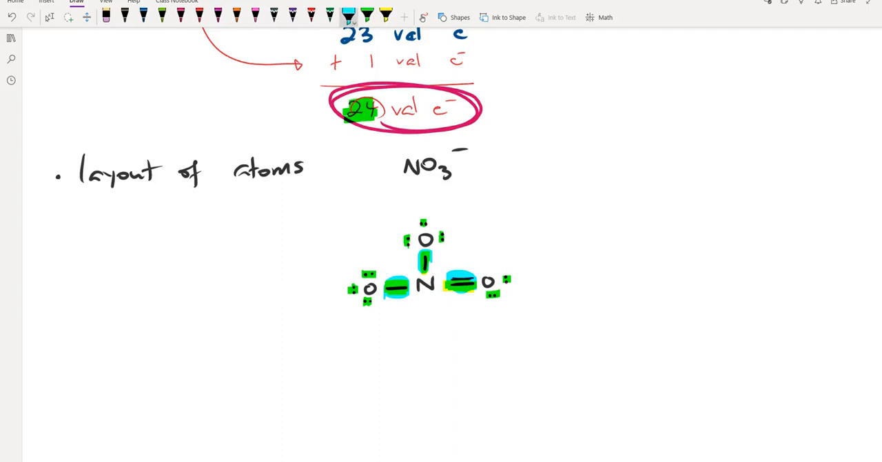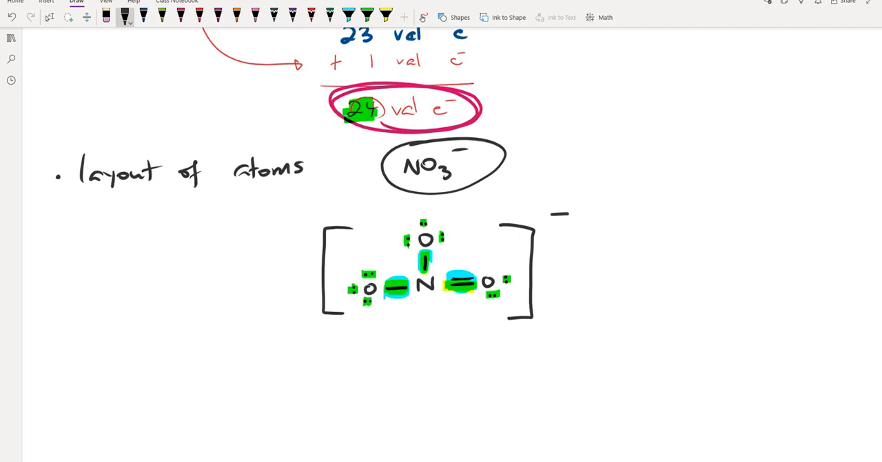for NO3 minus. The last thing we need to do is, because this now has a charge on it, we need to indicate that charge in our Lewis structure, and the way that we do that is we put our Lewis structure in big square brackets, and then we put whatever the charge is on the outside, on the top. So that's nitrate, Lewis structure.